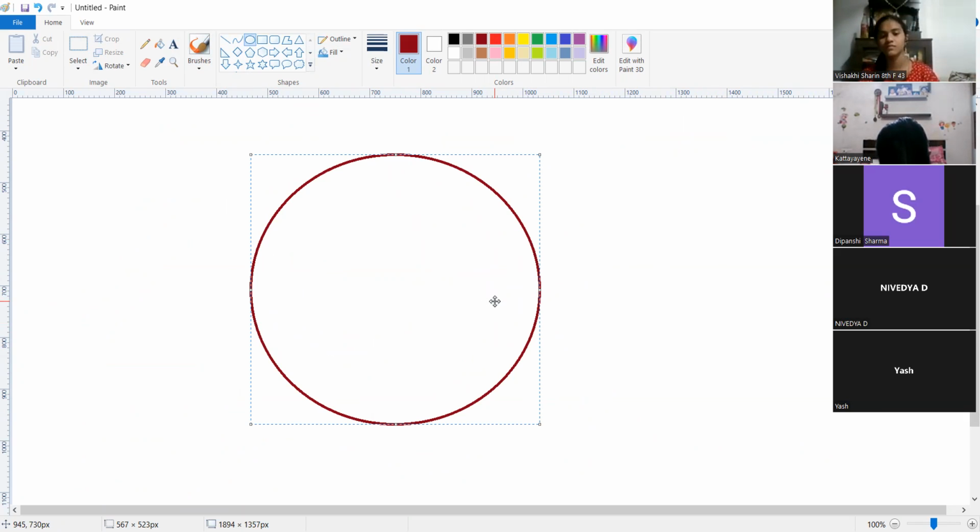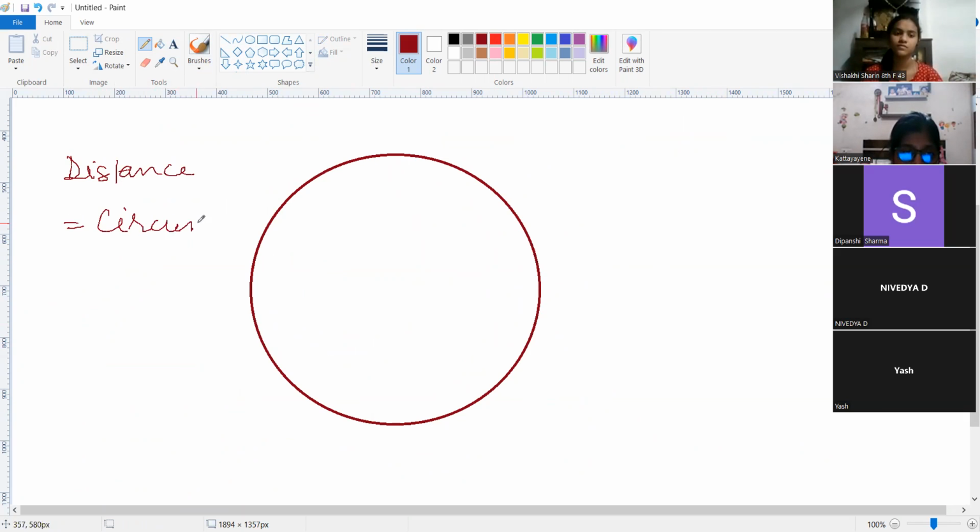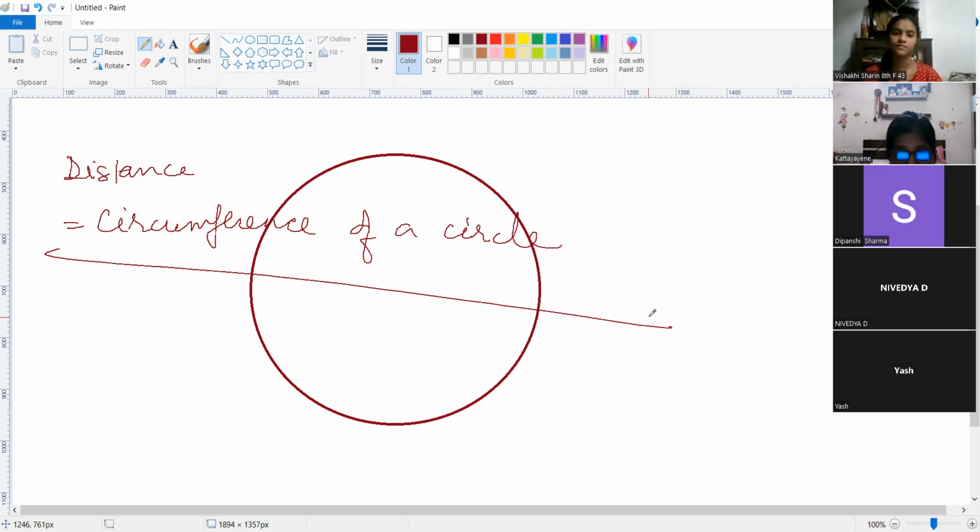So in circular motion, you have to remember this: here the distance will be equal to what? Distance will be equal to the circumference of a circle. Am I clear? The distance or displacement will be the circumference of the circle. Am I clear?